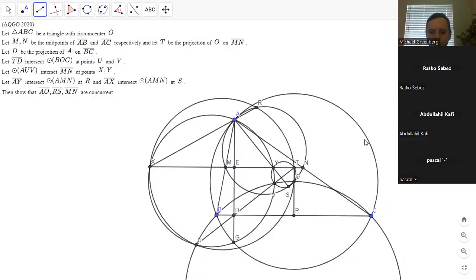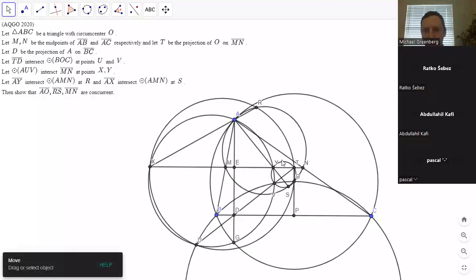So can we show V lies on YTOS? It looks familiar, so I think that might be an angle chase. We want to show angle OVY is 90. Okay, YTOS. So angle YTO is 90.